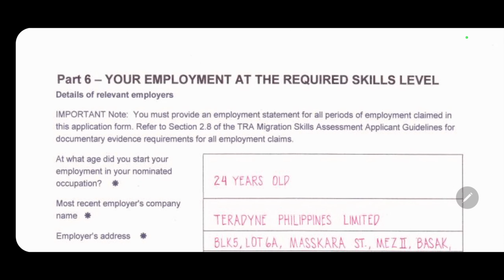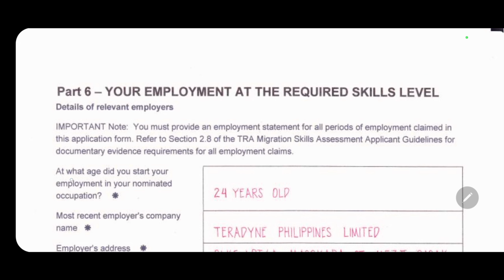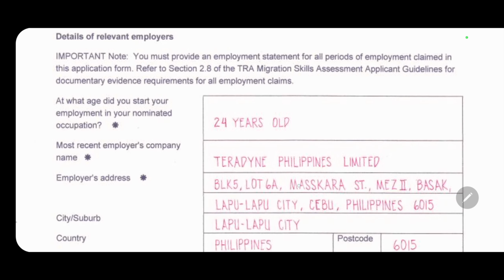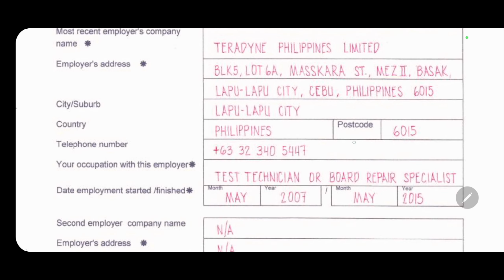Now let's go to part 6, your employment at the required skill level. There's a question here: at what age did you start your employment in your nominated occupation? So you put it here, when you started working in your occupation. The most recent employer's company name, employer's address, city or suburb, country, telephone number, your occupation with this employer, and then the postcode, date employment started and finished.